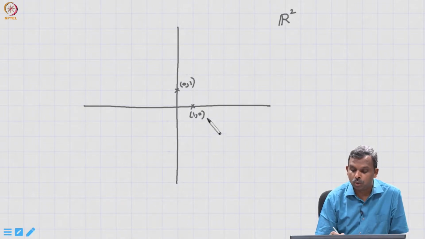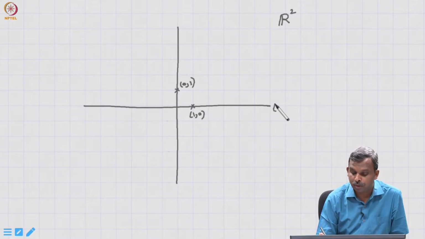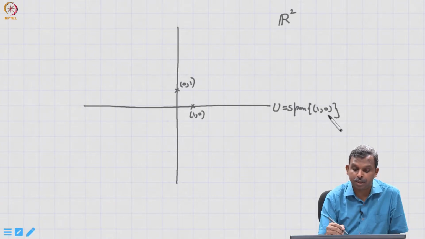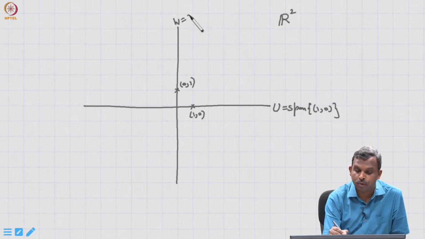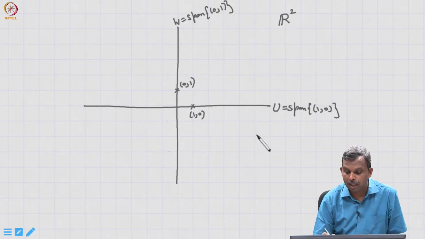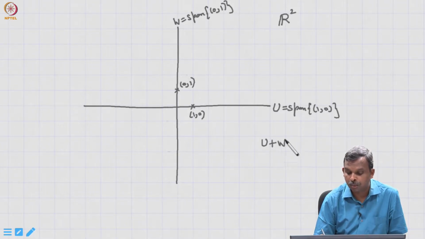So my u is basically the span of 1 comma 0 in the first example, and then my w is the span of 0 comma 1. Okay. So what will happen when I do u plus w?